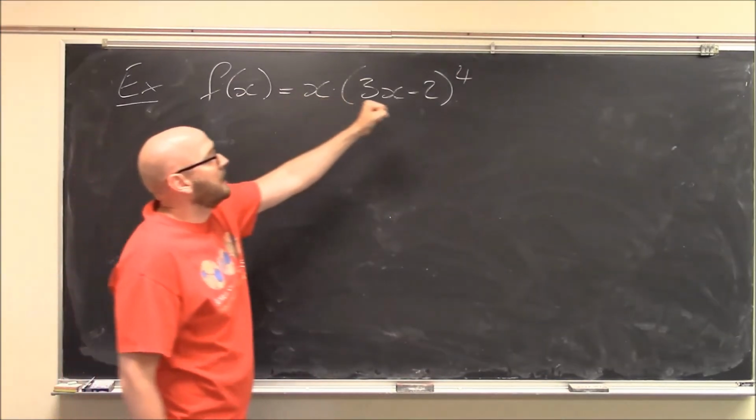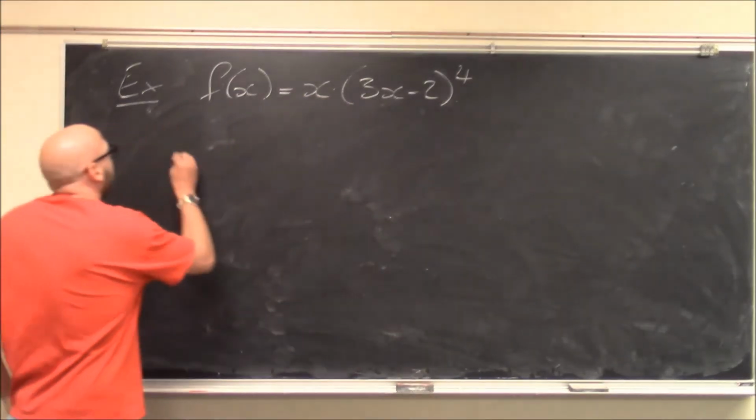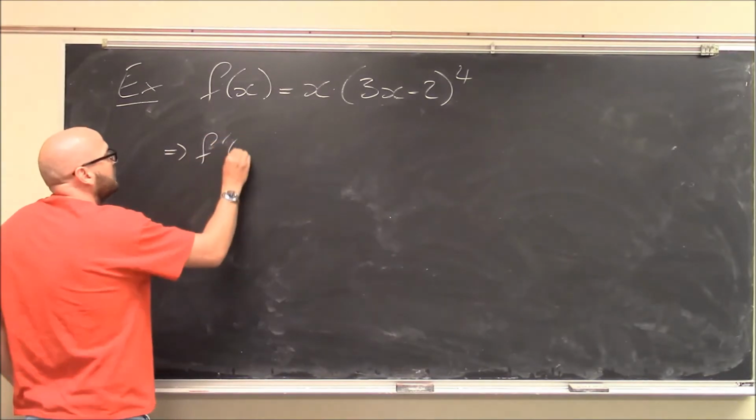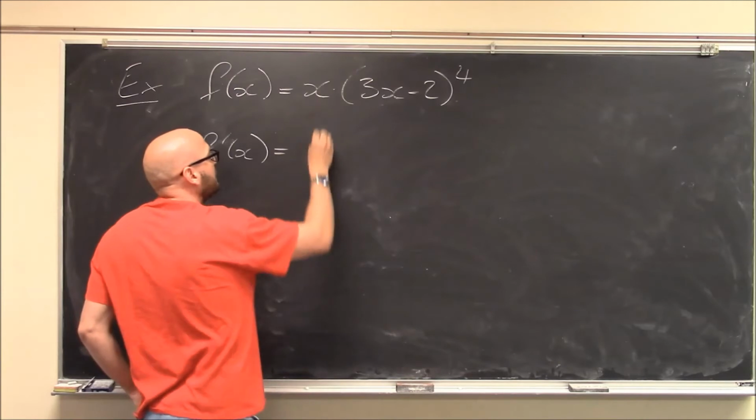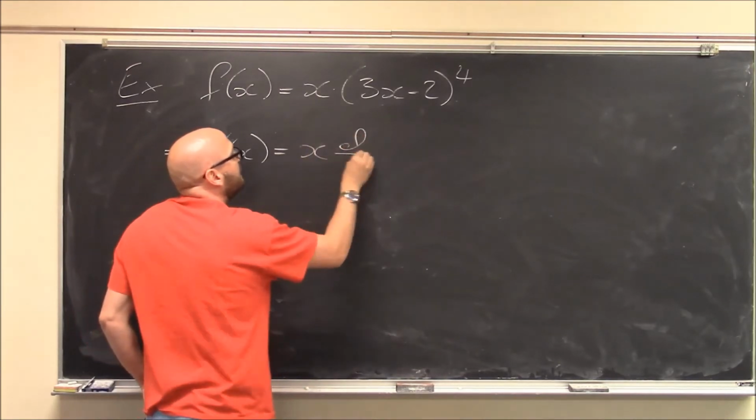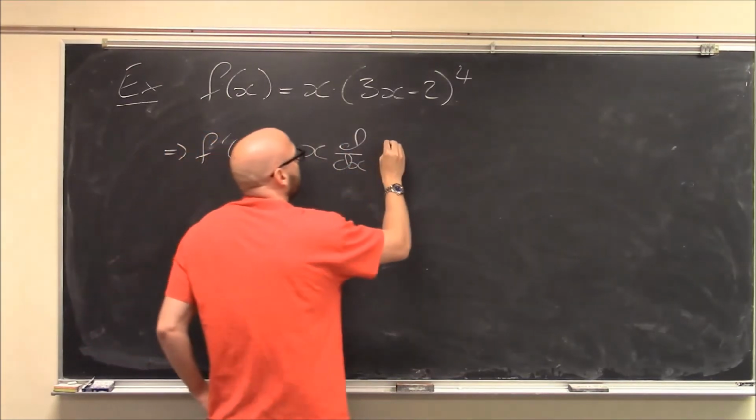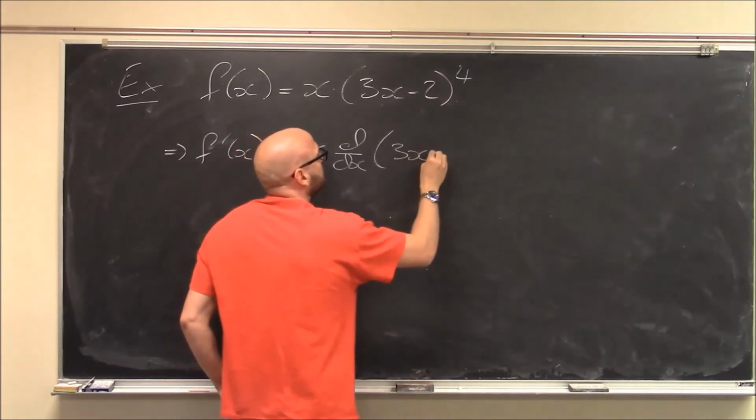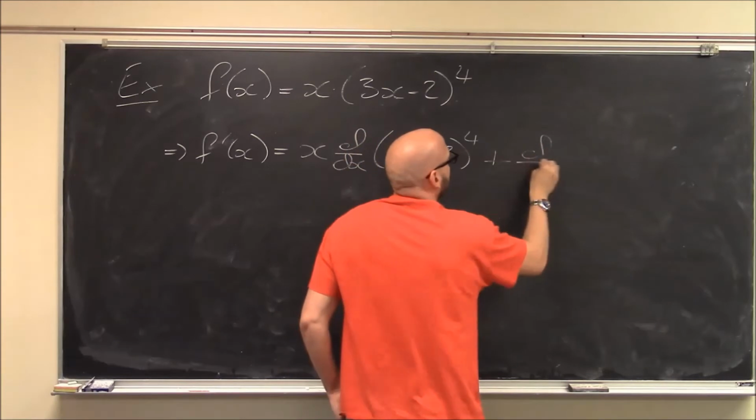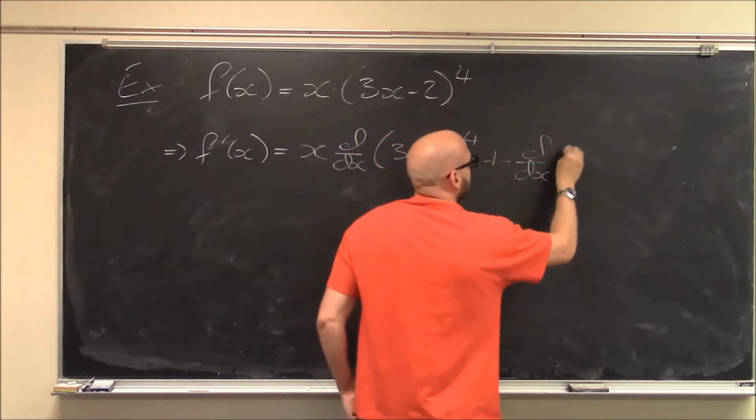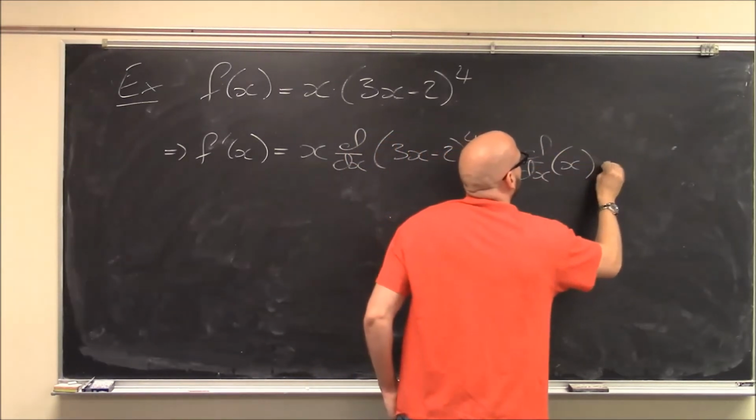So it's one function times another. How do you differentiate products? Well, you use the product rule. So the product rule says it should be the first function times the derivative of the second, plus the derivative of the first function times the second function.